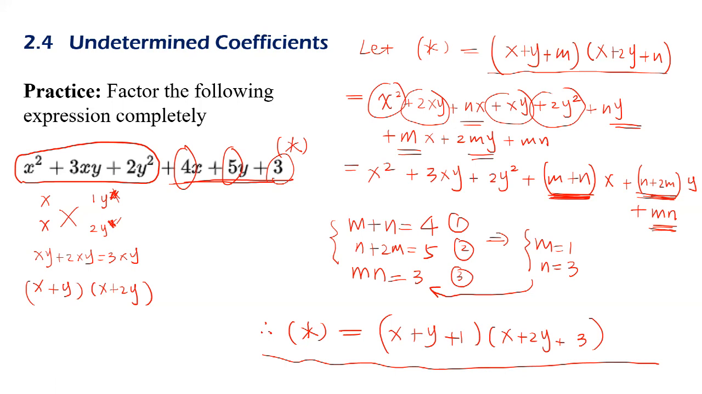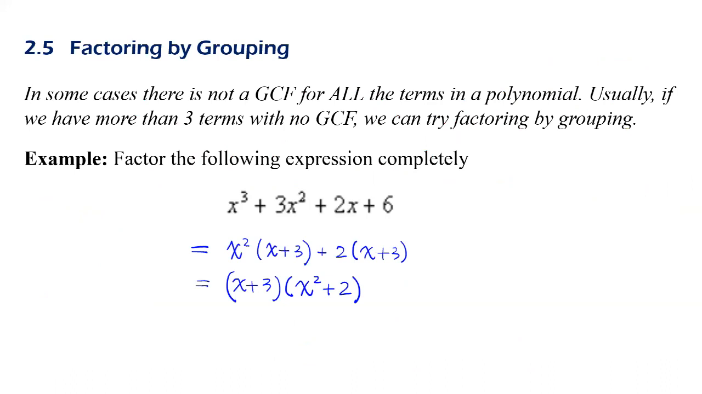Okay, now let's have a look at the next technique, which is called factoring by grouping. So in some cases, there is not a GCF for all the terms in a polynomial. Usually, if we have more than three terms with no GCF, we can try factoring by grouping. Okay, let's see this example. Factor the following expression completely.